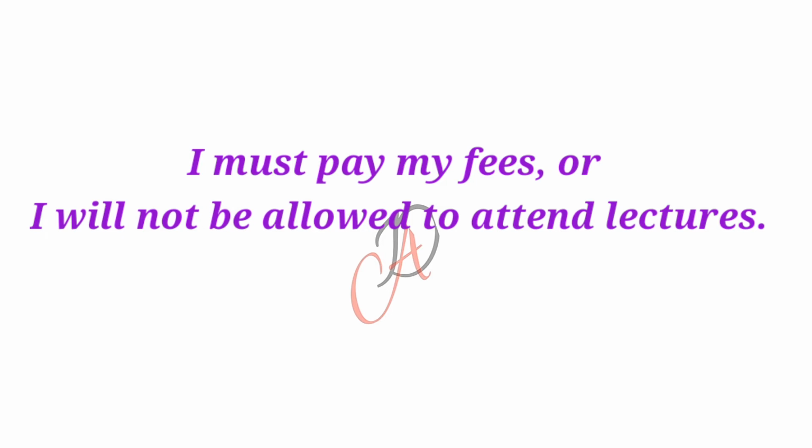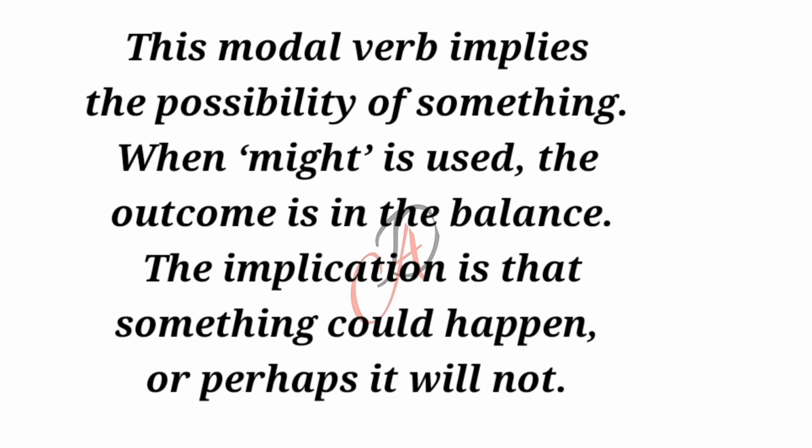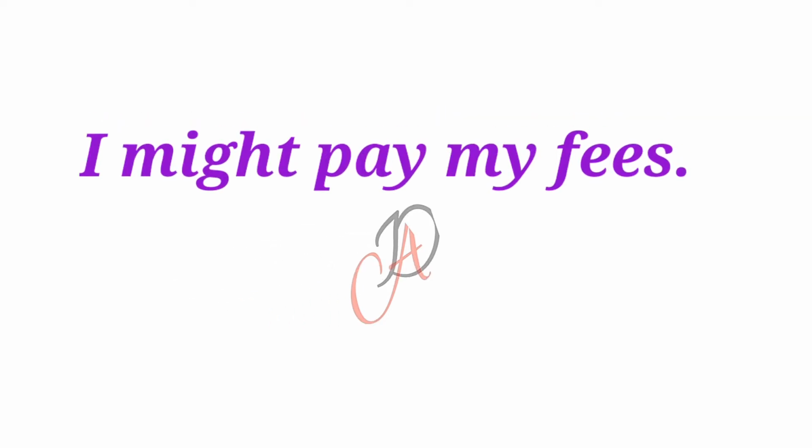And the next type of modal verb is might. This modal verb implies the possibility of something. When might is used, the outcome is in the balance. The implication is that something could happen or perhaps it will not. For example, I might pay my fees.